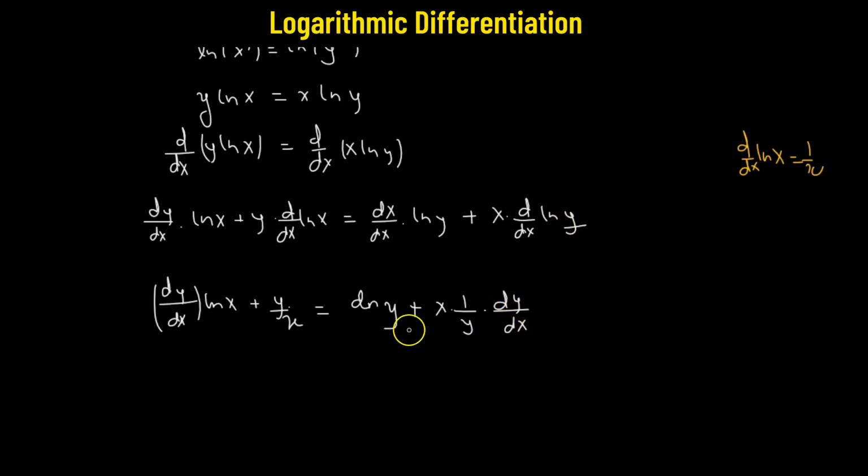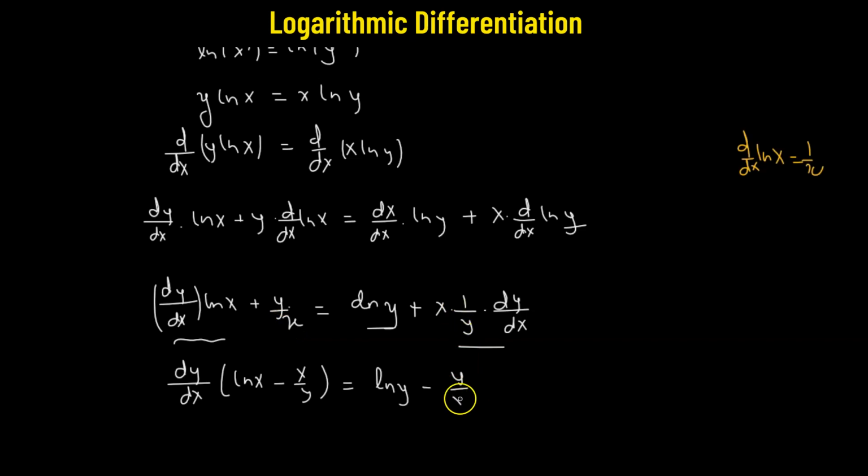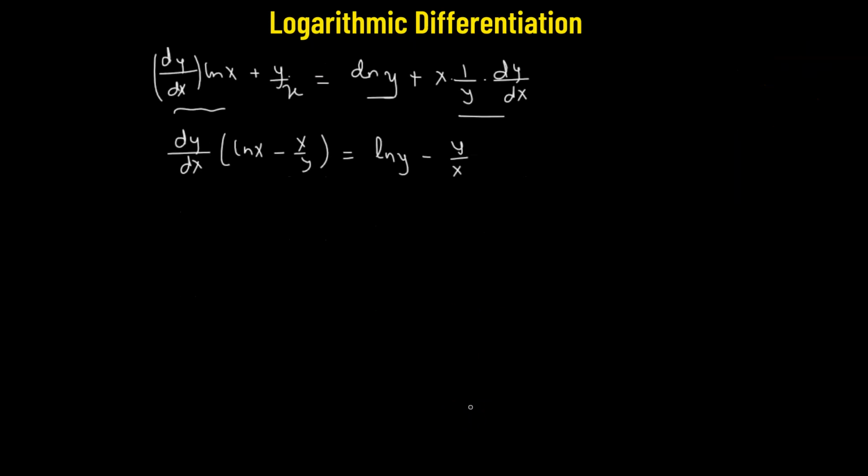Fine. Now let's transpose this particular term from the right hand side to the left hand side and combine with the first term on the left hand side. So we have the derivative of y with respect to x multiplied by log x minus x over y, which will be equal to log y minus, we'll transpose y over x to the right hand side, y over x. Fine. Now what we can do, we can isolate dy over dx to get the derivative of y with respect to x. This will be equal to log y minus y over x, divided by log x minus x over y.